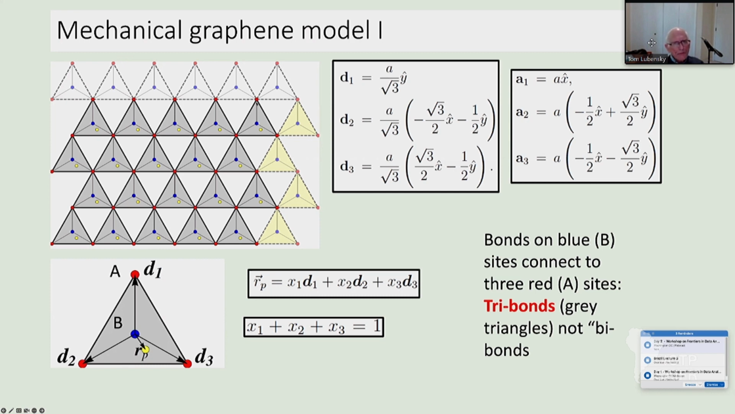We're going to label the directions here, D1, D2, and D3, which we see down here. Going upward is the D1, going to the left is D2, going to the right is D3, and we're going to call the red sites the A sites, or the lattice points, and the B sites the bond points. And the position of this RP is x1 d1 plus x2 d2 plus x3 d3, with a constraint that x1 plus x2 plus x3 is equal to 1.